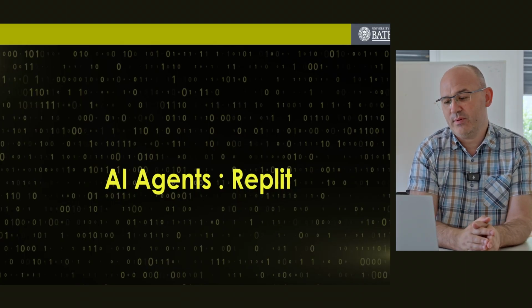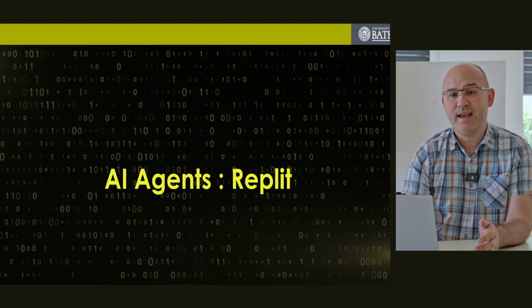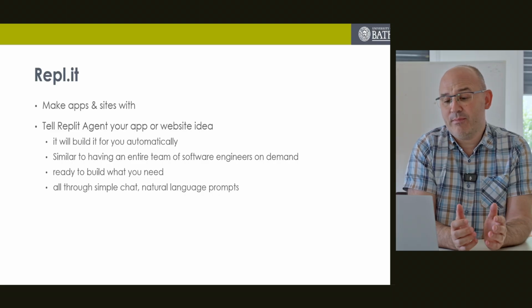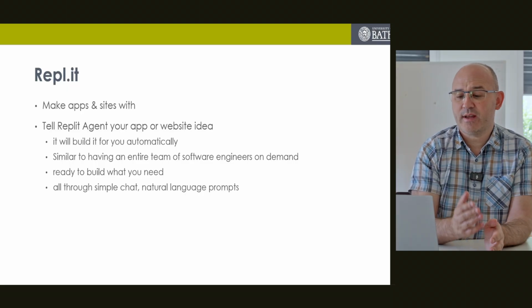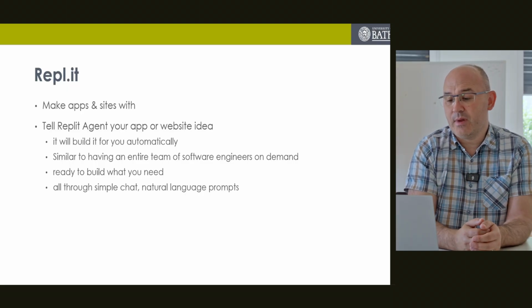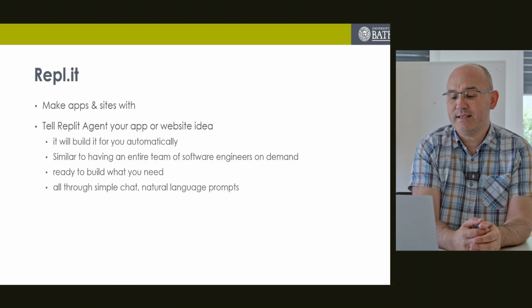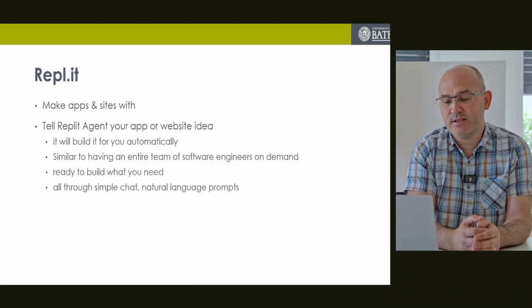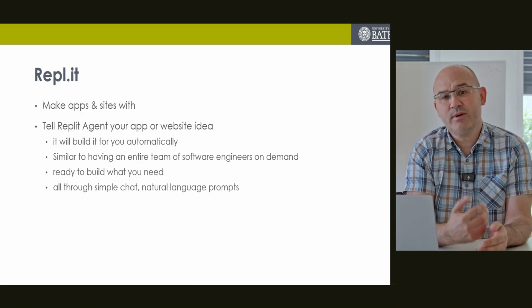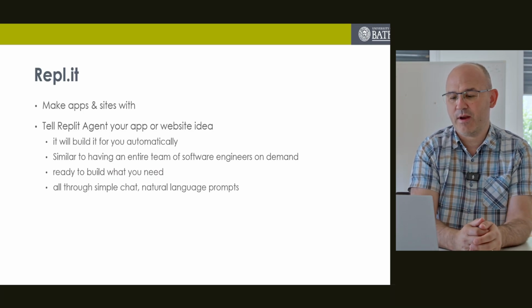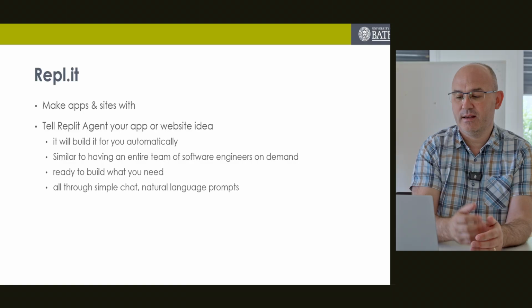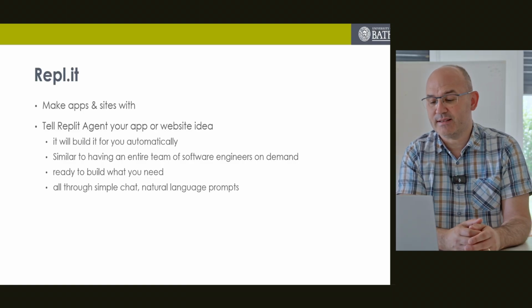So just a quick deeper dive into Replit as an AI agent. Replit makes apps and websites and deploys these apps and single page applications, SPAs. You can tell Replit to build the app for you automatically. You can give it your ideas, you can give it the requirements, and it's similar to having an entire team of software engineers on demand, really. That's the vision of Replit. They're ready to build what you need, and again, it's all through simple chat and natural language prompts.